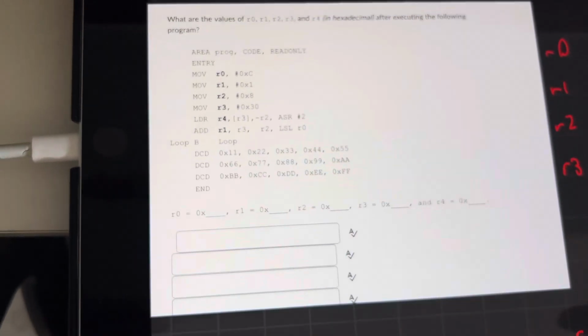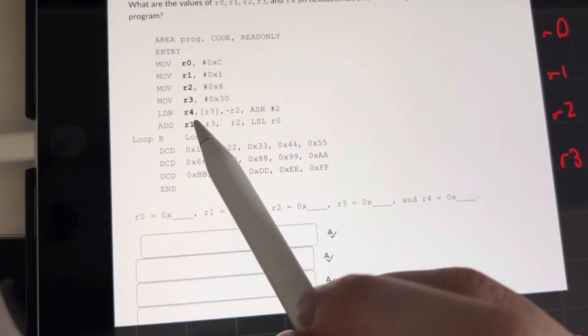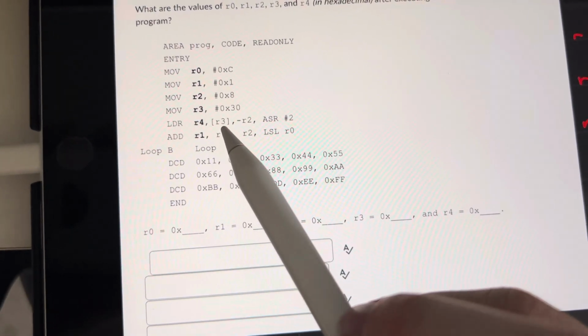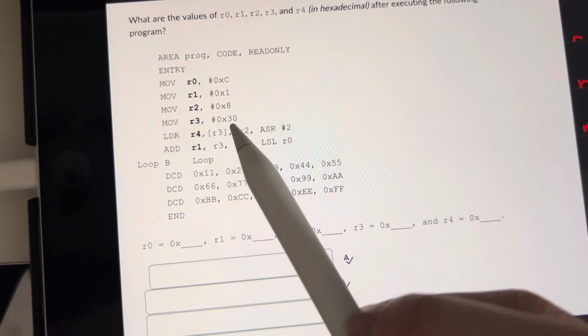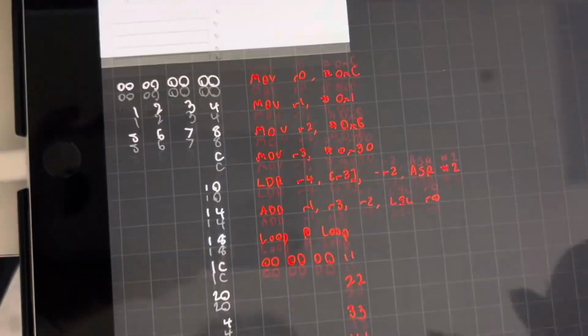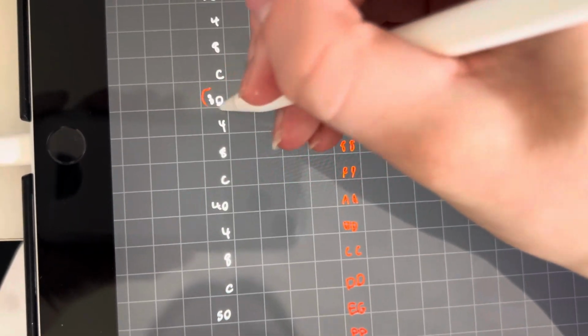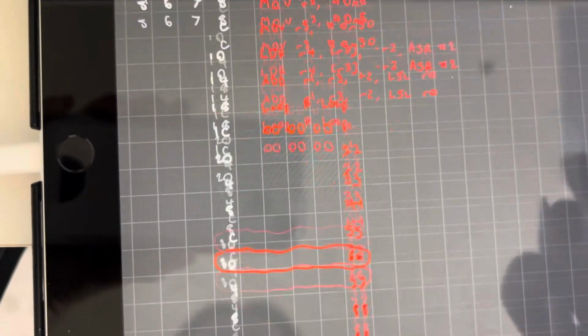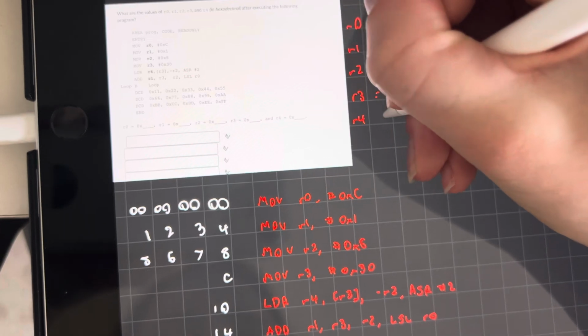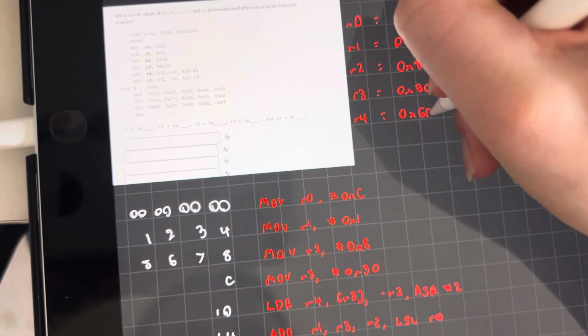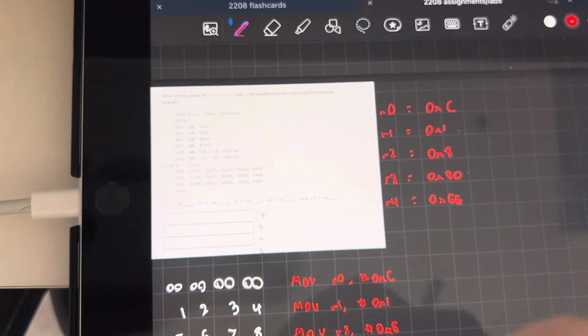So let's start with doing this part first. We need to find what's at location R3. R3 is equal to 30, and if we go down in the memory mapping, 30 is equal to 66. So the value of R4 is actually equal to 66 because it's taking the value at location R3.